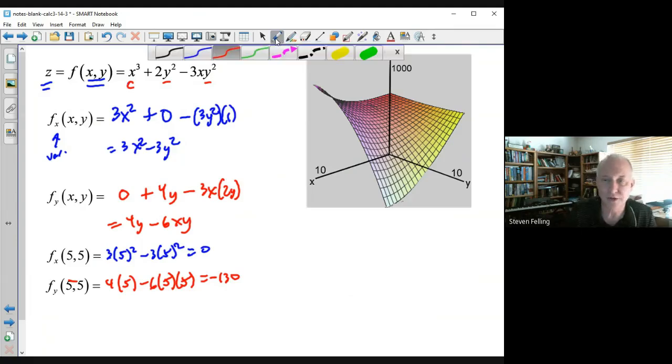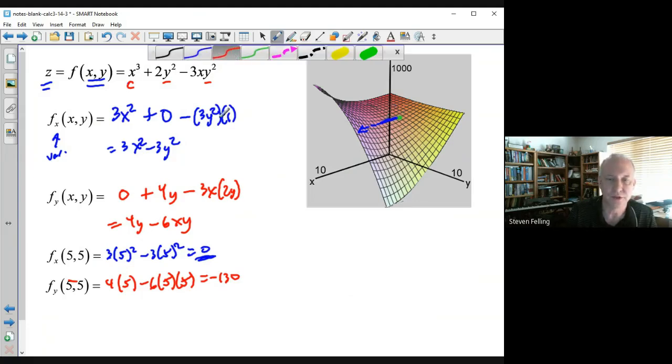Okay, so what does this mean geometrically? It means if I go out to this point, 5, 5, somewhere out here, let's say it's here, okay? The fact that the x derivative was 0 means that if I go in the direction of the positive x-axis, the surface at that location is going neither up nor down, right? So the slope of this line is up or down 0 for every 1 unit in the x direction.